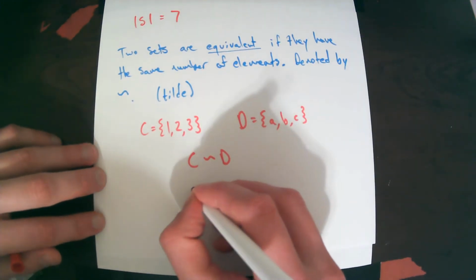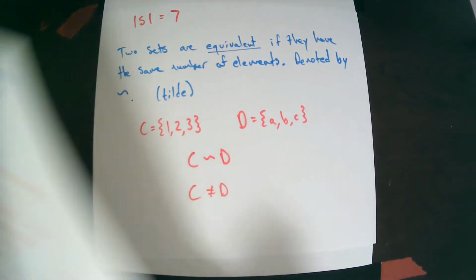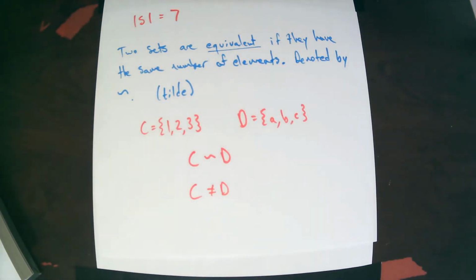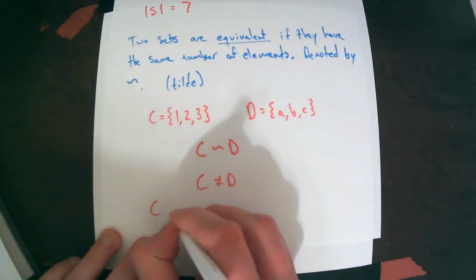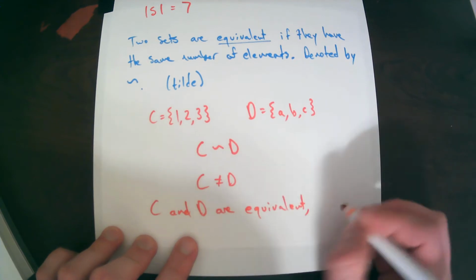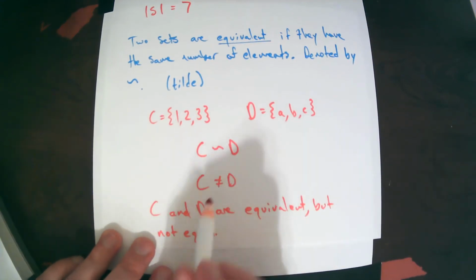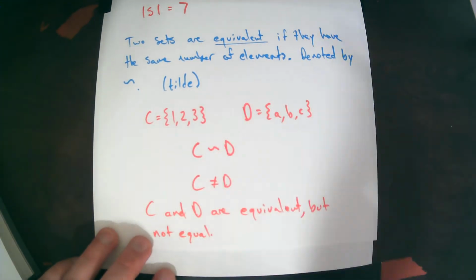So C is equivalent to D. Is C equal to D? No. C is not equal to D. Because for 2 sets to be equal, they have to have exactly the same elements. Okay, so C and D are equivalent but not equal. And if I want to say not equal, I can put a slash through it. If I wanted to say not equivalent, I could put a slash through that symbol.